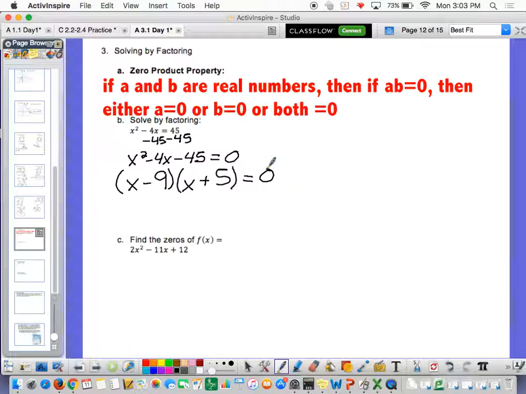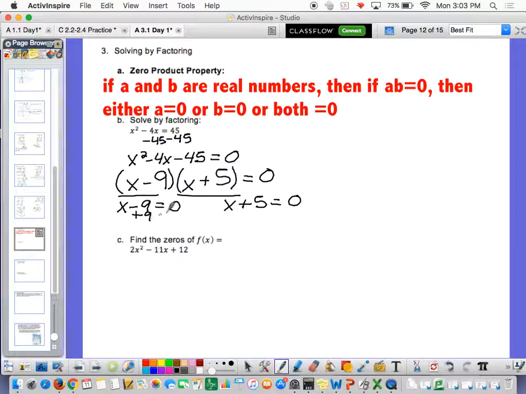And now here's where the zero product property comes in handy. The zero product property basically says, if two things multiplied together equal 0, which is what we have, one thing, which is this, and another thing, which is that, then either the first one is equal to 0 or the second one is equal to 0. And since we don't know which one it is, but x has to be the same no matter what, we're going to set them both equal to 0 and then solve.